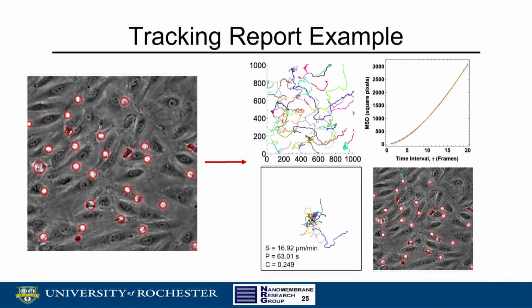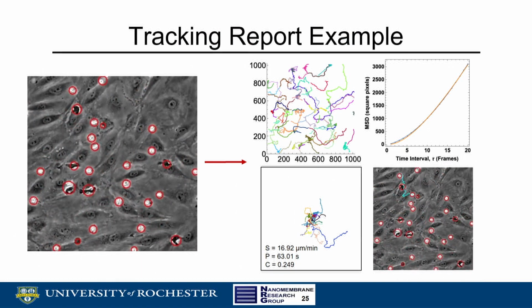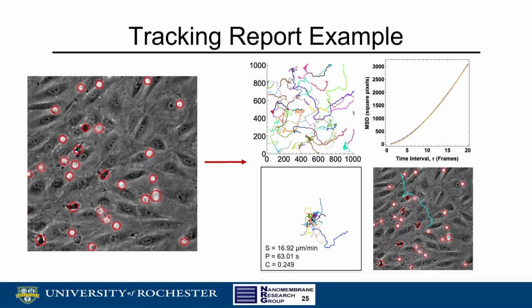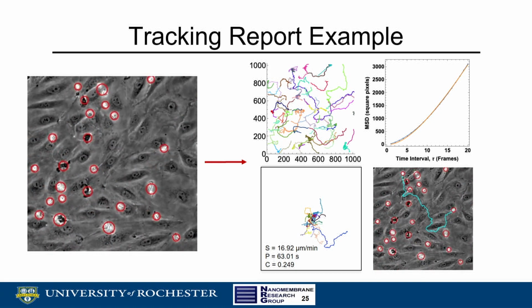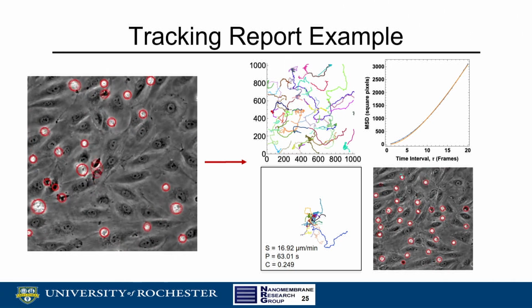So an example report from this process looks like this. We can take the machine learning generated centroids, apply tracking logic, and generate XY scatter plots like we see in this video. We can then calculate mean square displacement and then fit it to the curve fit that I mentioned previously, and then extract parameters that are relevant for our studies in a bulk manner.